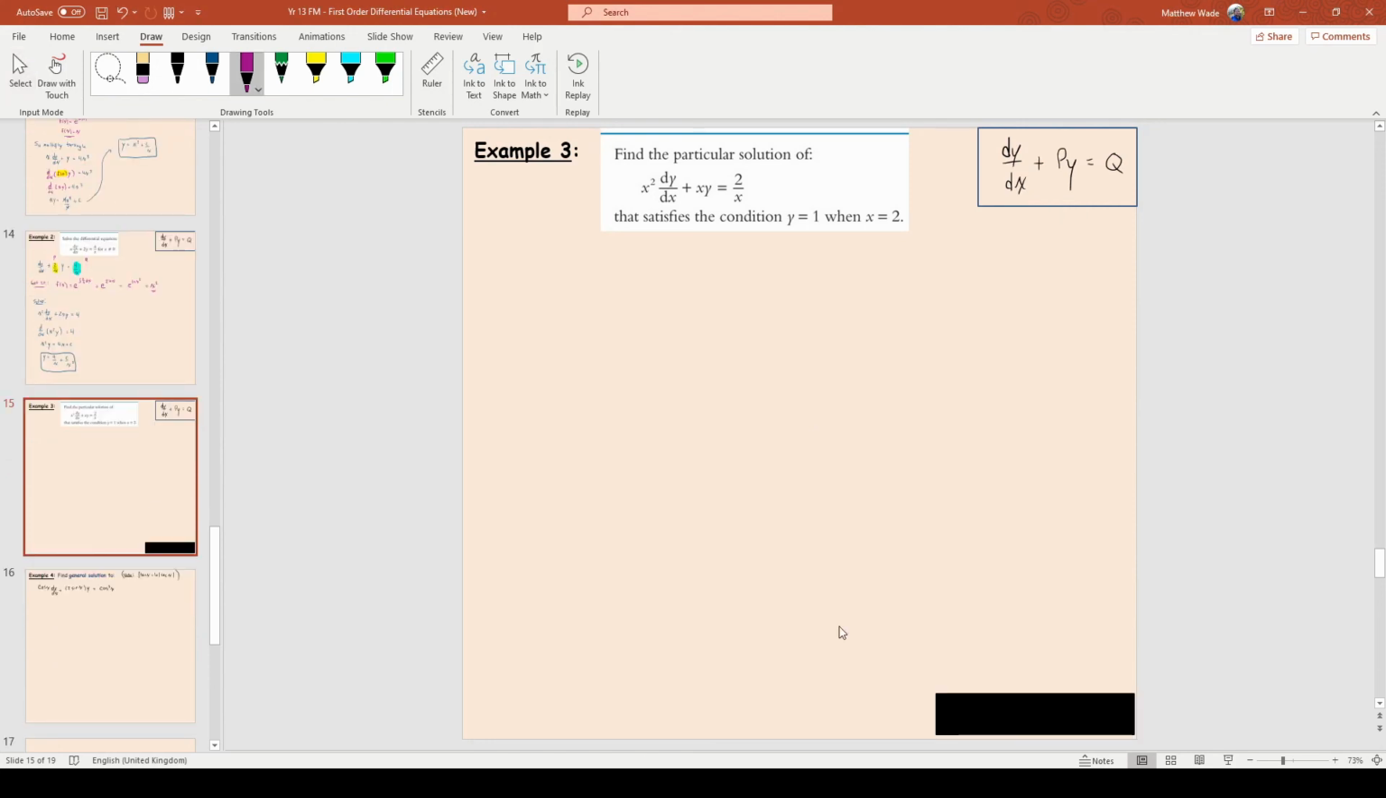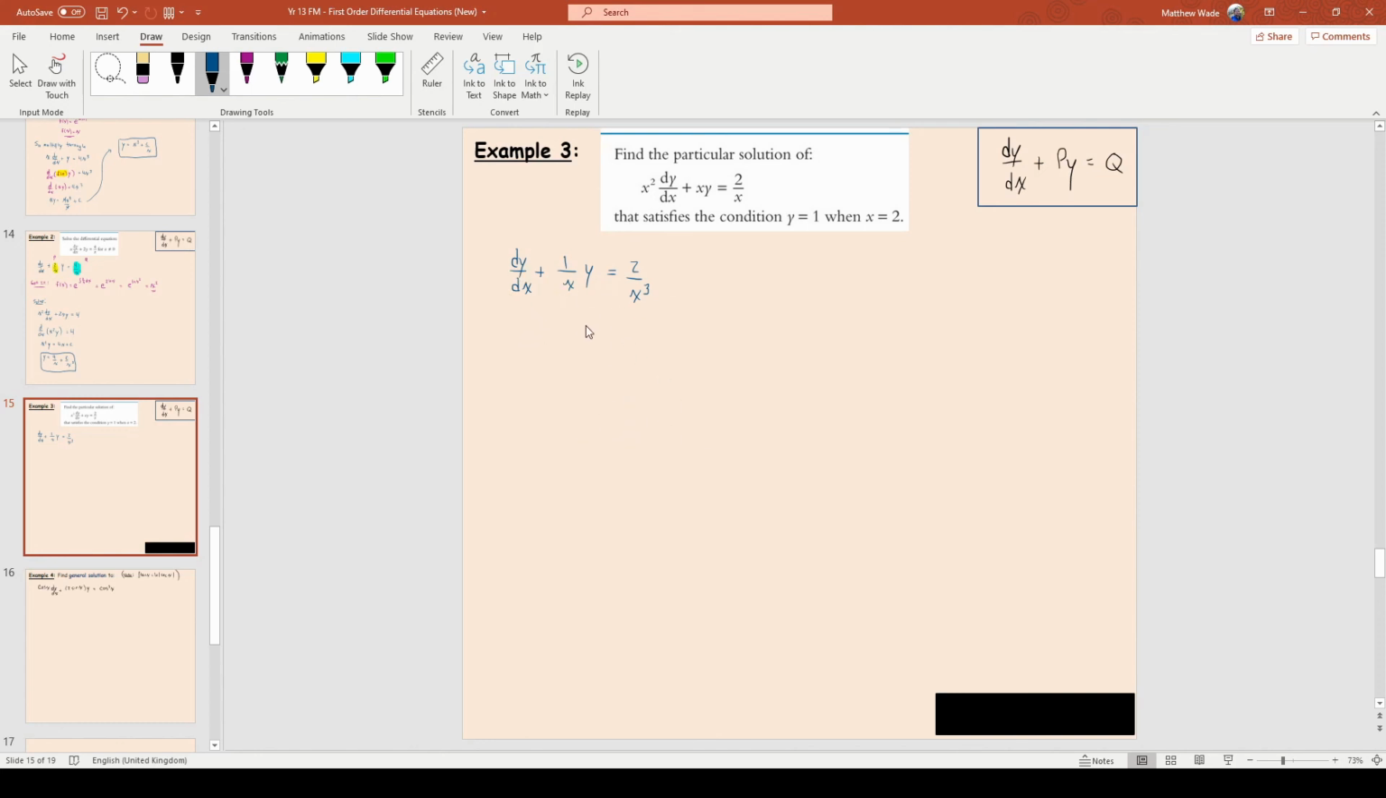Right, and here we go. Let's see how we've got on. To start with, I'm going to divide both sides by x squared, so I'm going to be left with dy/dx plus 1 over x times y equals 2 over x cubed. That's right, dividing both sides by x squared. Yep, definitely. My brain's melting a bit now, but yep, that's right.